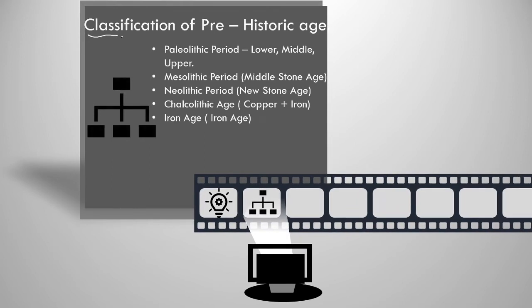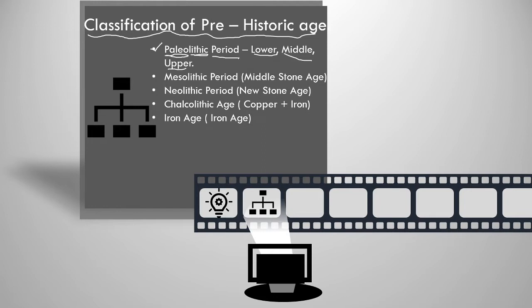Okay, so classification of prehistoric age consists of Paleolithic period, which you're going to see in this episode, which contains lower, middle, and upper periods. Now what do you mean by Paleolithic period? Do you have any idea? Okay, let me tell. See, the word paleo, can you see the word paleo? The word paleo means old, O-L-D, old, okay? And lithic means stone. So old stone period or age. So Paleolithic age is nothing but the old stone age.